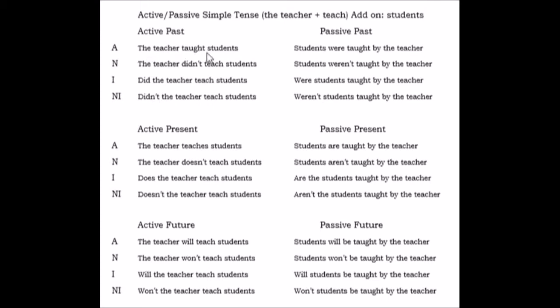The teacher taught students. Okay, in the passive, the students are going to trade places with the teacher. You're going to see students right here at the beginning, and you're going to see a be verb plus the past participle of the verb, which is teach, past participle taught, and then you're going to add by, and then you're going to have the teacher. So the teacher taught students becomes students were taught by the teacher.